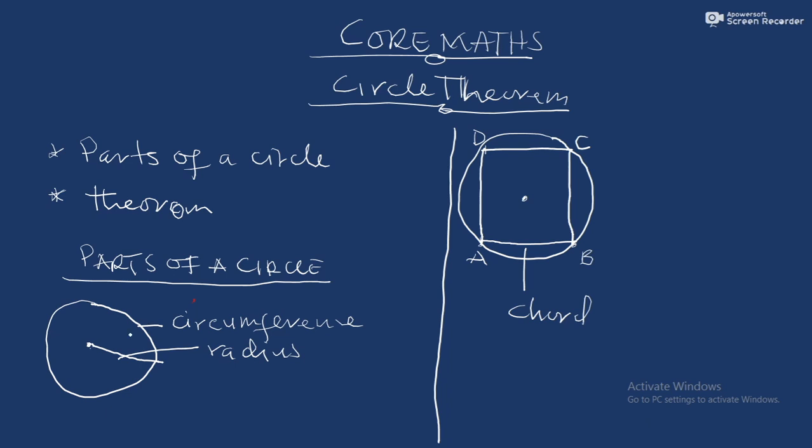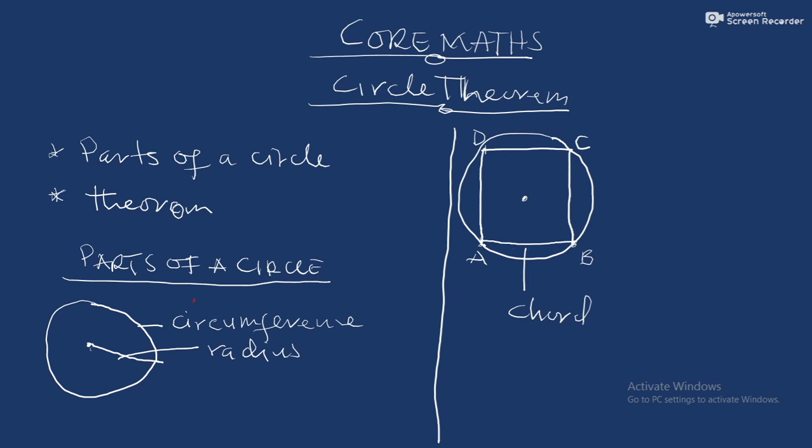We also saw that there is an equal distance between the center and the circumference, and that equal distance is called what? The radius of the circle. So any distance from the center to the circumference is called what? Radius. Then we've also looked at a chord.